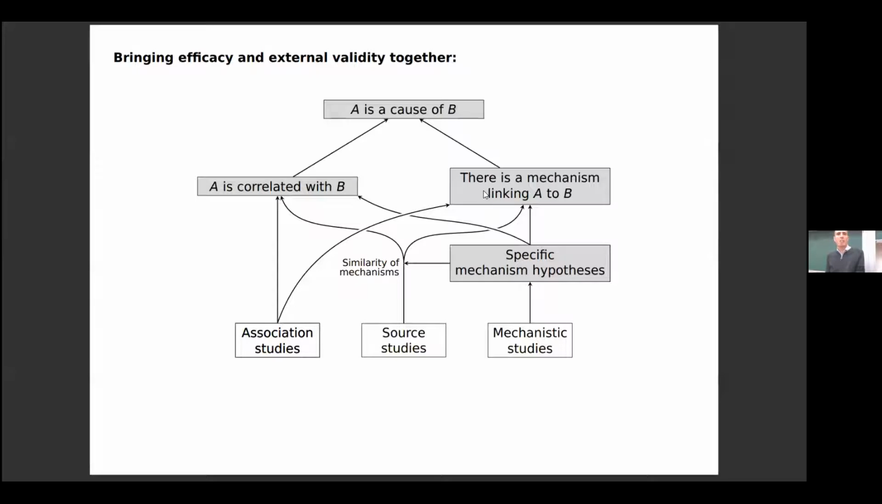This picture combines the idea of appealing to studies on a source population with the previous picture that focused on association studies and mechanistic studies. So this includes extrapolation within the picture.